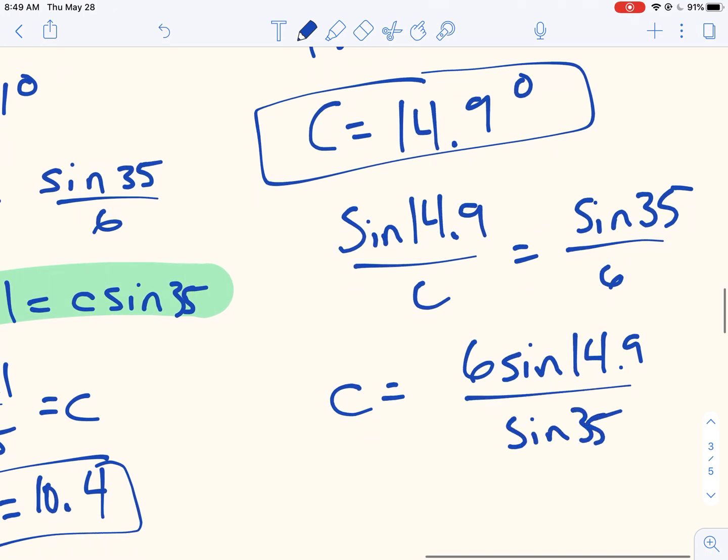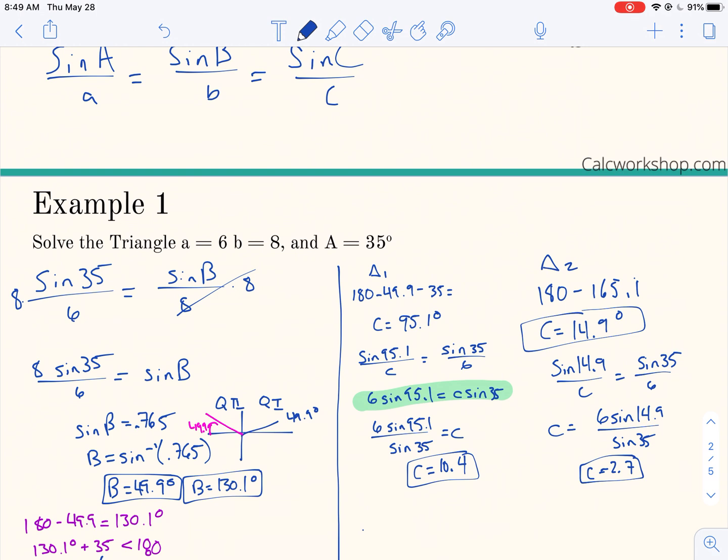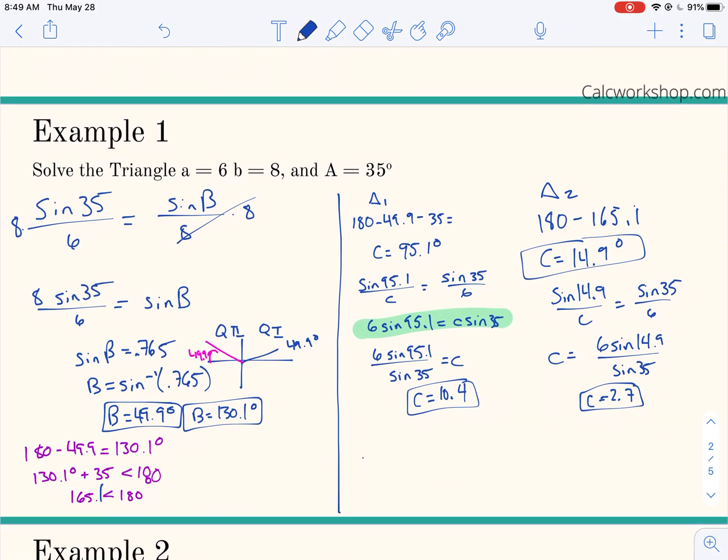And again, this is where I jump that step. I see my cross multiplication and division that has to happen. So I go ahead, I plug that in to my handy dandy calculator. And I find that I'm looking at a side length of 2.7. So I've got a side length of 2.7 here. And again, that makes sense. C is my smallest angle in this case. And when you consider that I've got a side length of 8 for an angle of 130 degrees, a side length of 2.7 for an angle of 14.9 degrees makes sense.